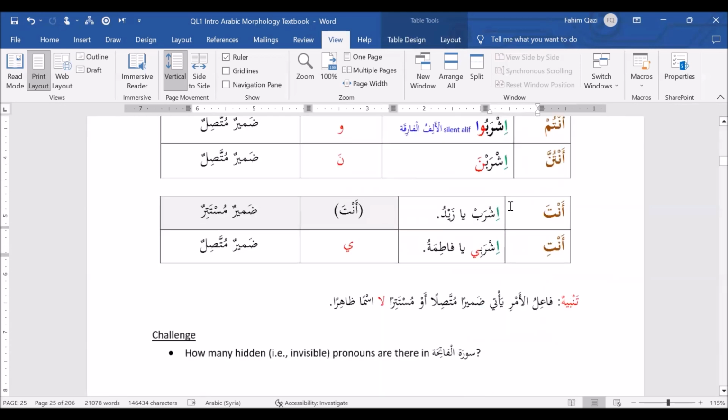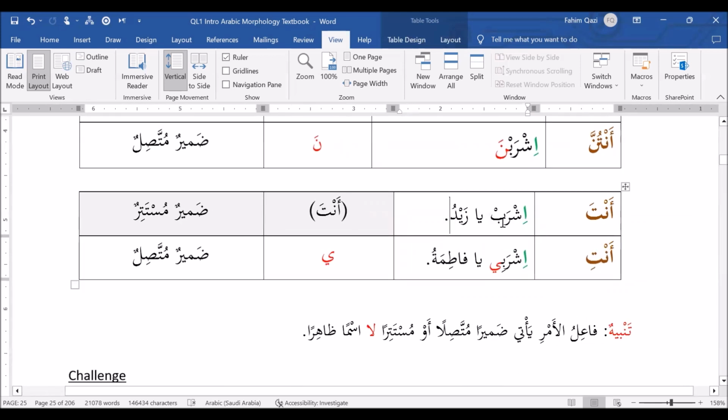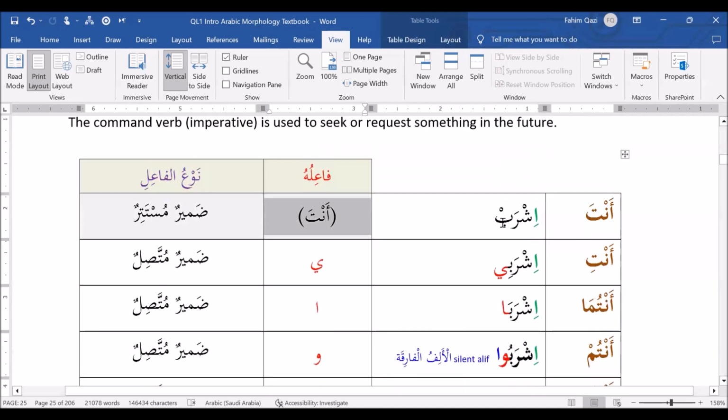Now, the next set of examples are very interesting. They're somewhat surprising. For anta, you can say ishrab ya Zaydu. If I'm talking to Zayd, where's the fa'il? A lot of people mistakenly believe that Zayd is the fa'il. It's not. Zayd is something called vocative in Arabic grammar. We don't need to worry about the vocatives. The point that I'm trying to make here is that ishrab, the fa'il, is still anta mustatir, just like here.